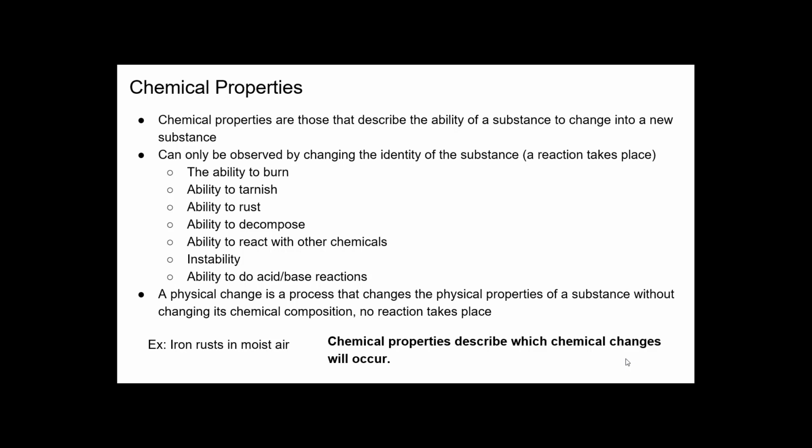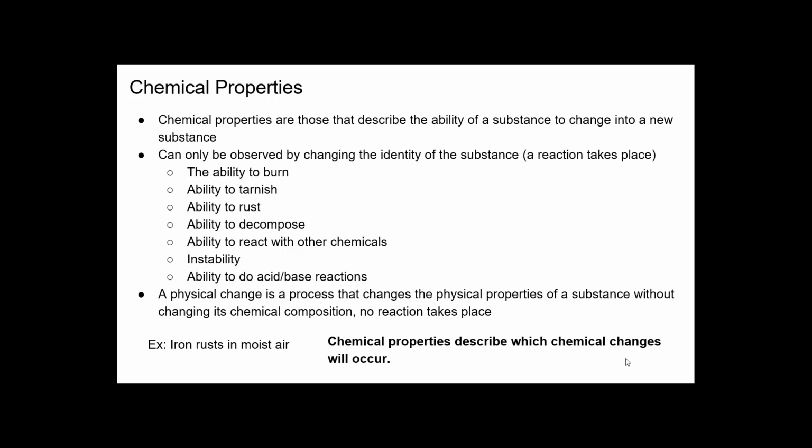A physical change is a process that changes the physical properties of a substance without changing its chemical composition. So no reaction takes place. What you start with is what you end with. Unlike with chemical properties or chemical changes, what you start with is not what you end up with. So iron rusts in moist air. That's a chemical property.